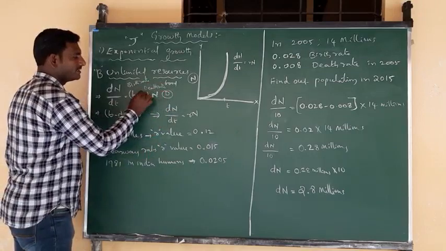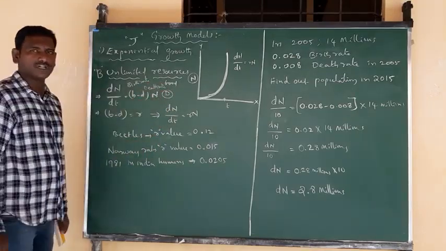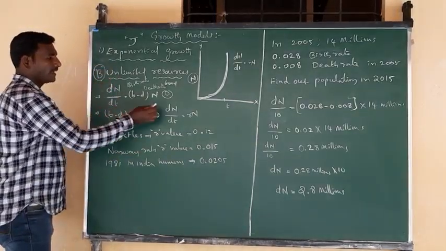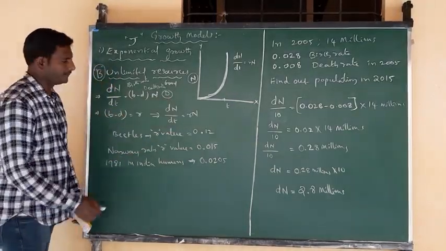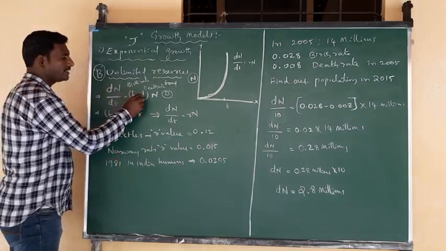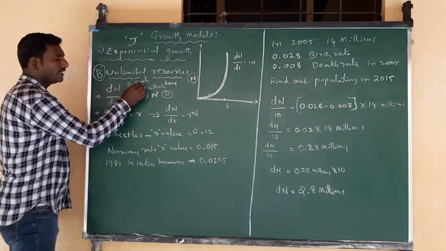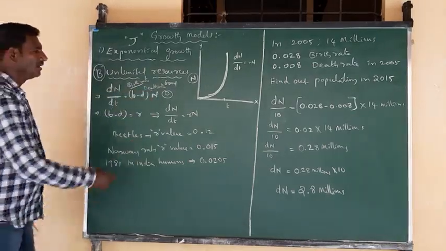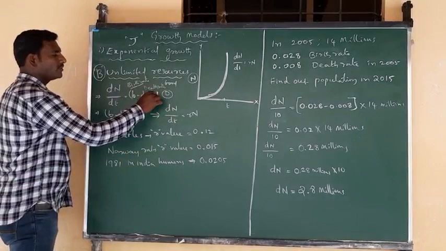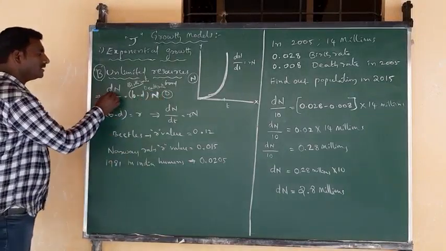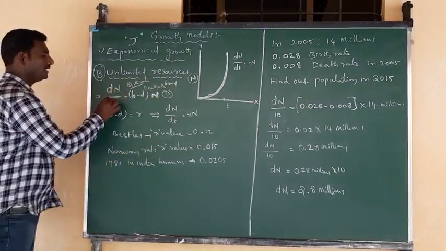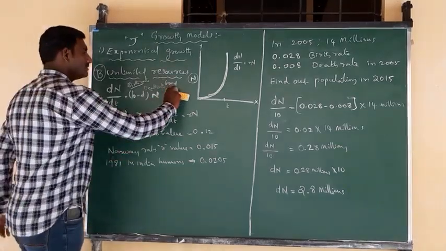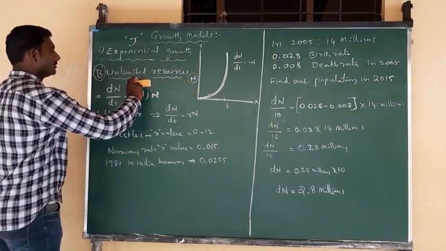Yesterday we completed that. There is a variation between capital letters and small letters. Capital B is natality and capital D is mortality. But here they mention small b and small d. Small b indicates birth rate and small d indicates death rate. Into N, where N is population density. So the formula is dN/dt = (b - d) × N. This is the formula for exponential growth.